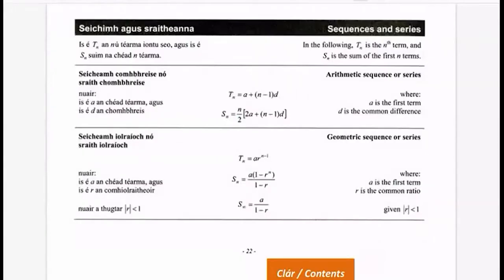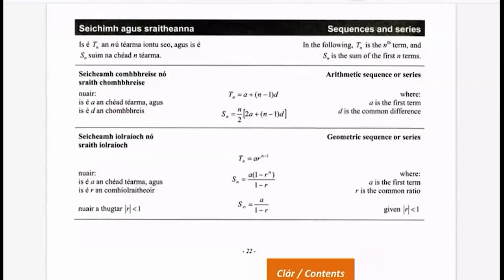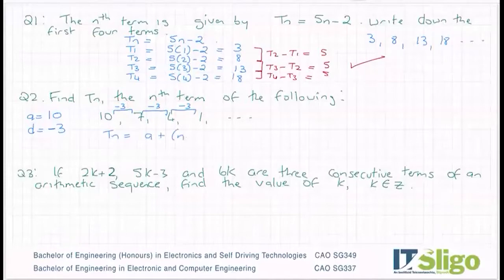If you go to your log tables, there's a formula there for the nth term. So Tn is equal to a plus n minus 1 times d. For this sequence, a is your first term, so it's 10 plus, and we're finding a formula for the nth term, so Tn, so n stays n in this case. And d, my common difference, is minus 3.